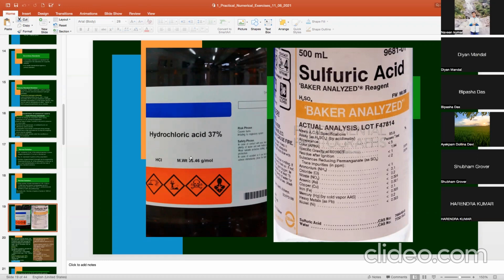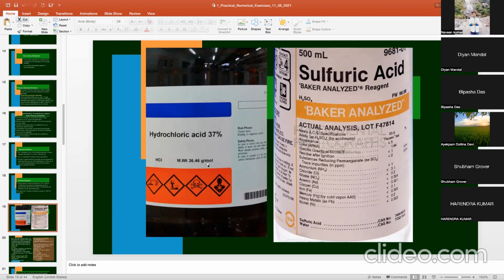You will find molecular weight. You can see in this case hydrochloric acid is 37% pure, and the molecular weight is 36.46. Even they don't give you the equivalent weight. They just give you the molecular weight. Then you need to calculate the equivalent weight. So here it is HCl.